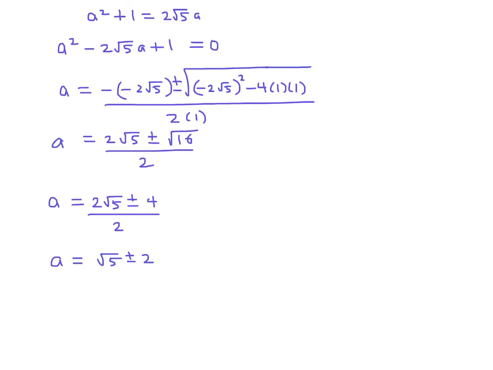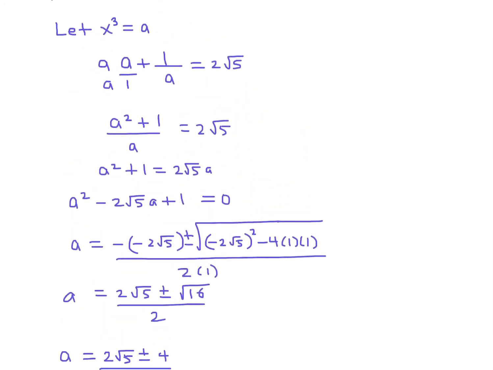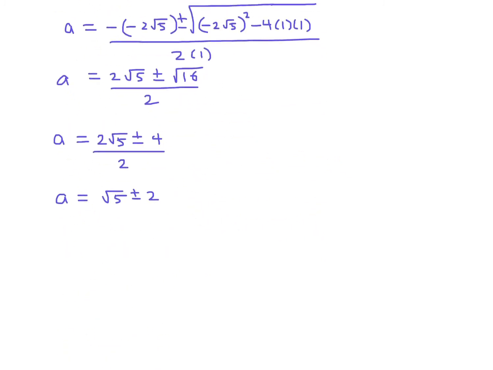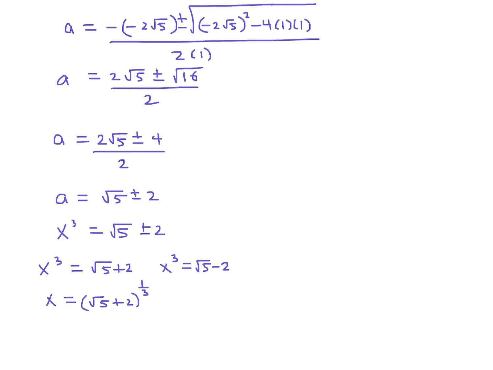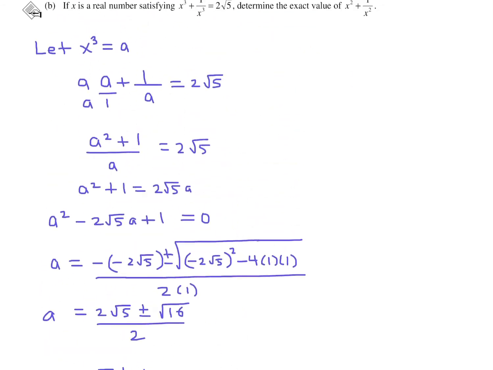All right, good. But remember, this is a. We let x to the power of 3 equal a. So this is x to the power of 3, and that's equal to root 5 plus or minus 2. So x to the power of 3 is equal to root 5 plus 2, or x to the power of 3 is equal to root 5 minus 2. And therefore x is equal to the cube root of root 5 plus 2, the power of 1/3, same thing. And in a very similar way, x can also be equal to the cube root of root 5 minus 2. Great, we've got two numerical values for x, and now we can solve for x squared plus 1 over x squared.